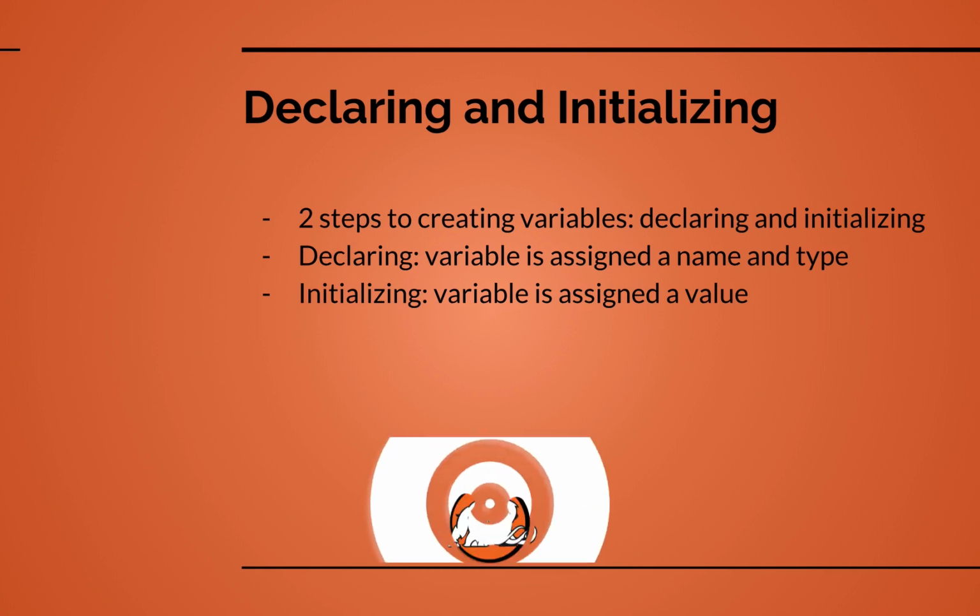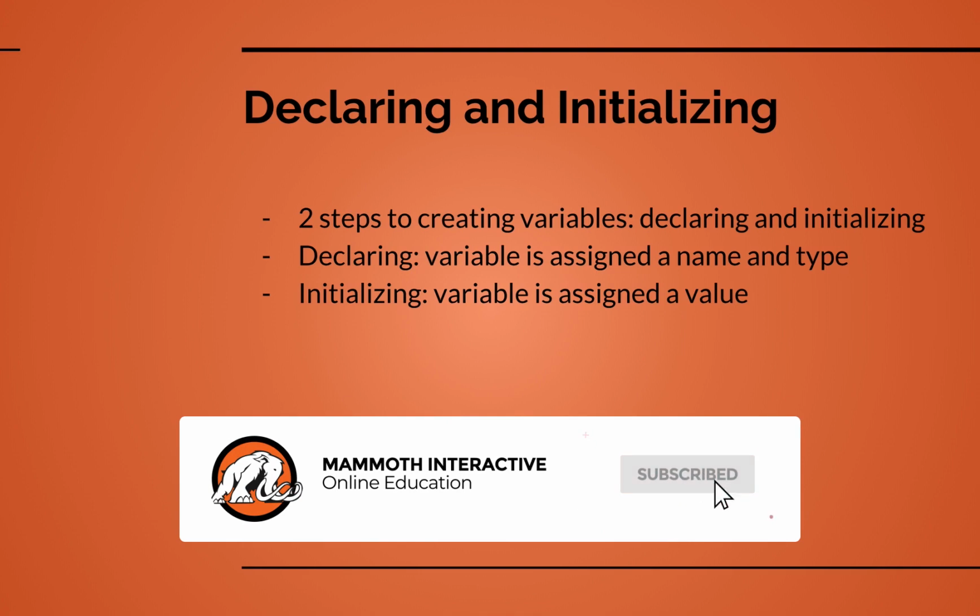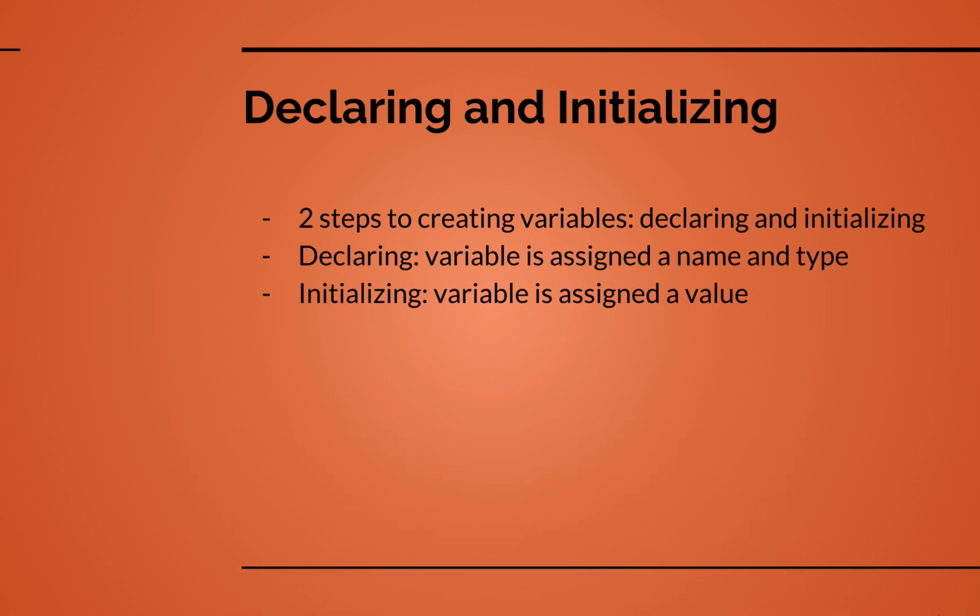So declaring is simply creating a variable and assigning a name and a type to it, whereas initializing is taking that variable we've created and assigning it a value. So when we declare something, we don't explicitly assign a value. We can let the compiler give it the default value, whereas when we initialize something, we have to have declared it at some point in our program.